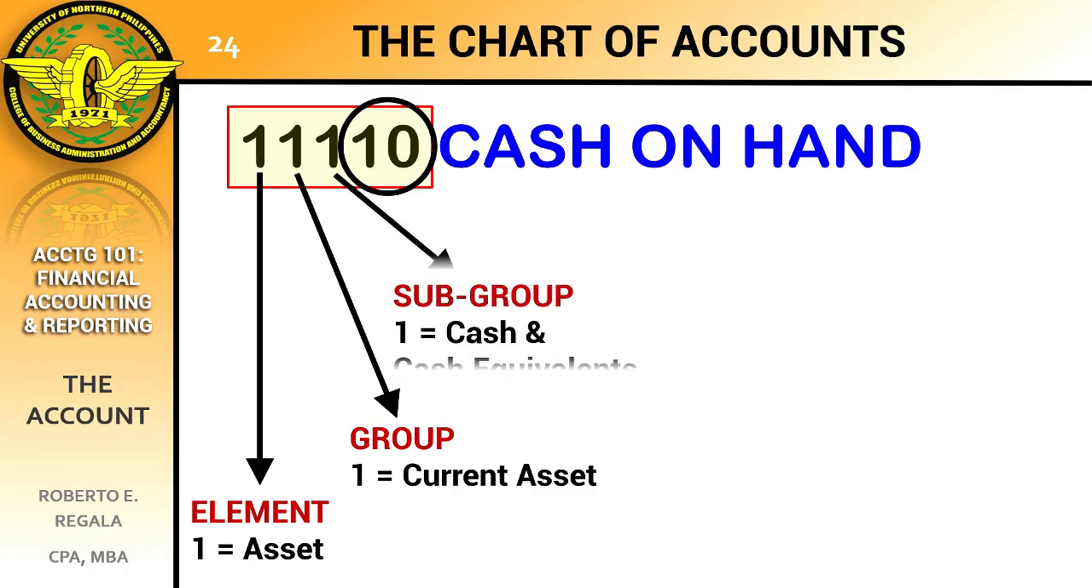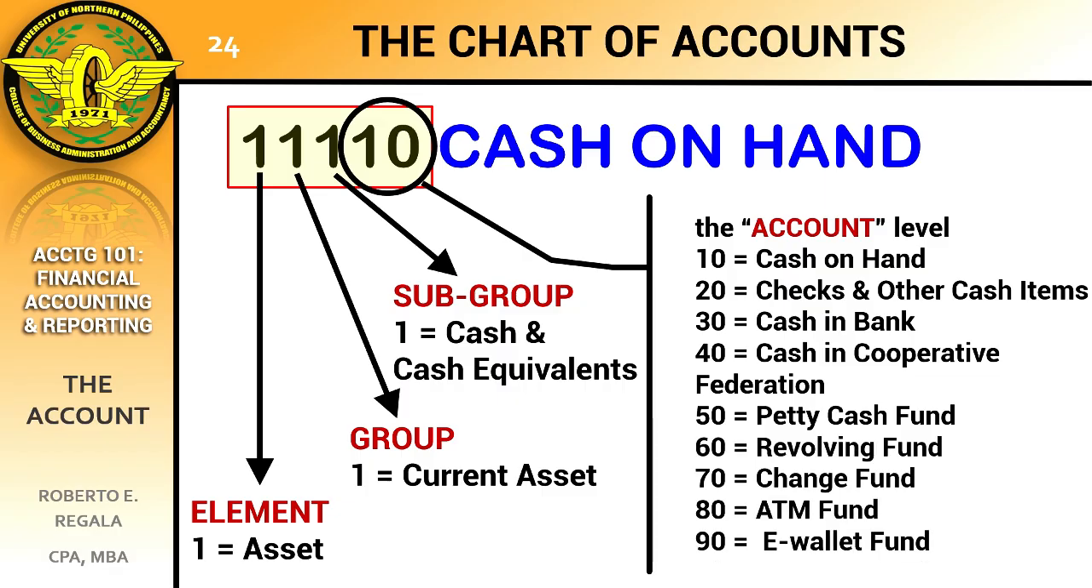The last 2 digits might be used to indicate the account level itself. The CDA chart of accounts assigned 10 as cash on hand, 20 for checks and other cash items, 30 as cash in bank, 40 for cash in cooperative federation, 50 for petty cash fund, 60 as revolving fund, 70 as change fund, 80 for ATM fund, and 90 for e-wallet fund.